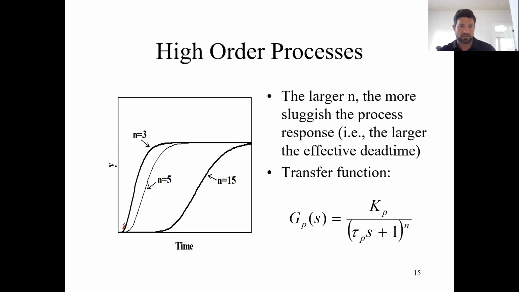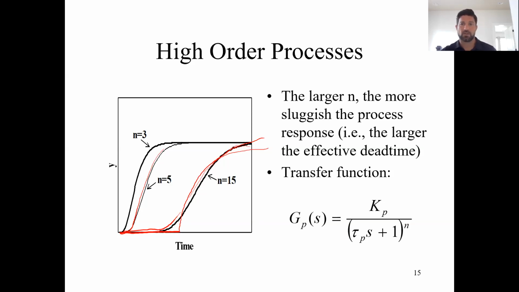the process is going to look like this. If n equals 5, there's going to be a lag, and there's going to be a little bit of delay. For a 15 type process, there's going to be a long lag. We are going to treat these as what's called first order plus dead time models. And what that means is that essentially we're going to say that the process has a lag for a certain amount of time, and then it's going to respond as first order.